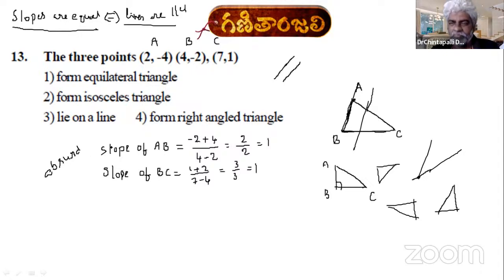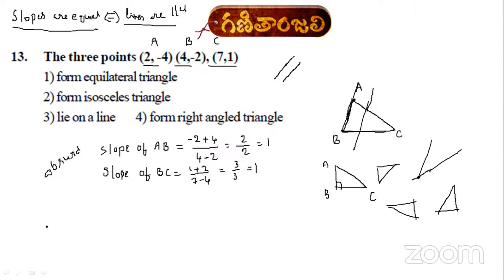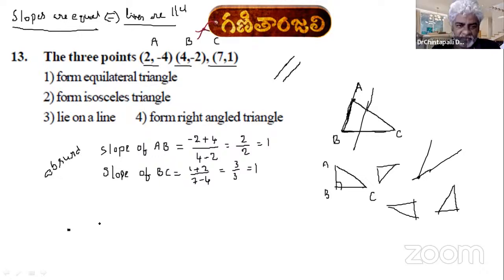What is upset here? Having parallel lines of a triangle, right? That means a triangle is not formed. There is no triangle with these 3 points. If 3 points are given, those 3 points either form a triangle or lie on a line. Only two chances are there for any 3 points in the universe.